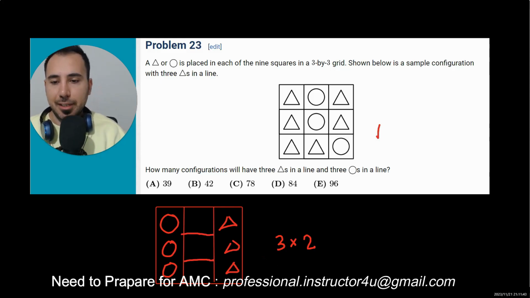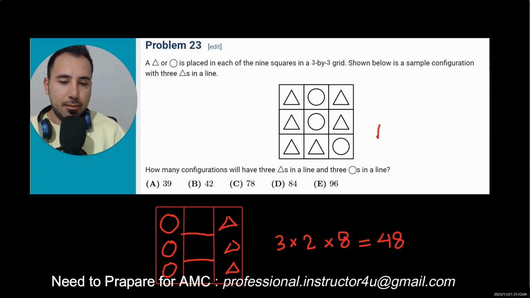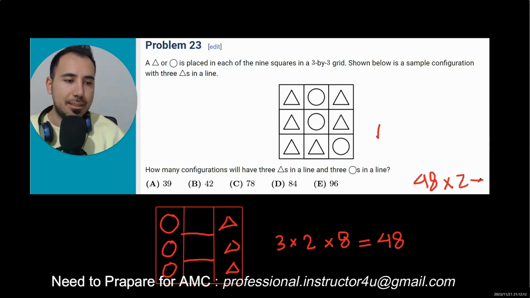And these 3 are free, aren't they? Now I could put anything I want. I could put either triangle or O here, triangle or O here, triangle or O here. That would make, as we said, 2 times 2 times 2, so it will be another 8, which is 2 to the power of 3. So multiply all of this, it will be 48. We did it vertically. We need to do it horizontally as well. So 48 times 2 will be 96.